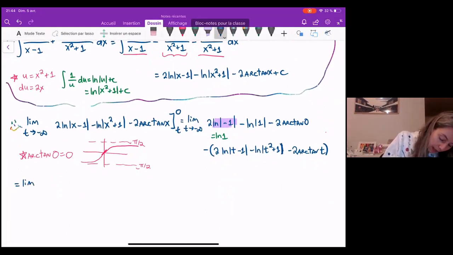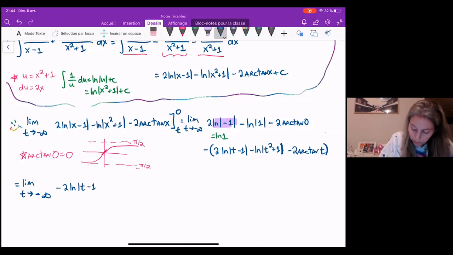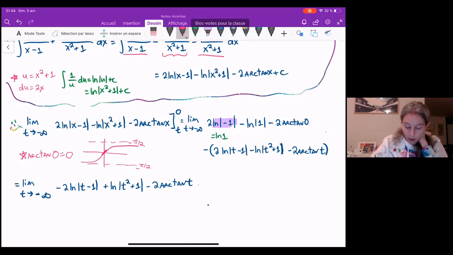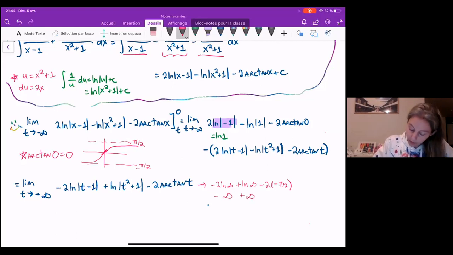So now we have the limit as t approaches negative infinity of negative 2 ln of |t minus 1| plus ln of t squared plus 1 minus 2 arctan t. So when I plug in that negative infinity now, I'm ending up with negative 2 ln infinity, plus ln infinity, minus 2 arctan of negative infinity, that negative infinity right there, is negative pi over 2. Good. So what this gives me then is negative infinity plus infinity plus pi. Problem. Infinity minus infinity is an indeterminate form.